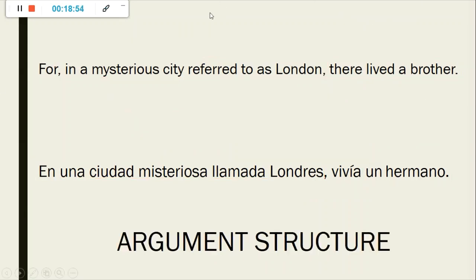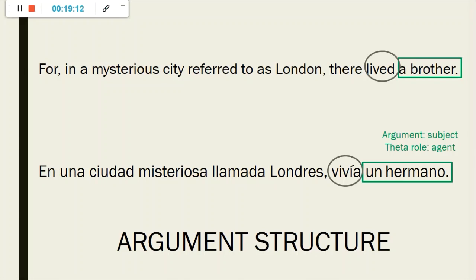As regards argument structure, as we did with the previous pair, we need to find which is the predicate functioning as predicator, the one that selects for the arguments. In this case, we see that the predicate functioning as predicator and selecting for arguments is a verb. Therefore, this is a verbal predicate. This predicator selects for the argument subject, un hermano, a brother, with the theta role of agent.